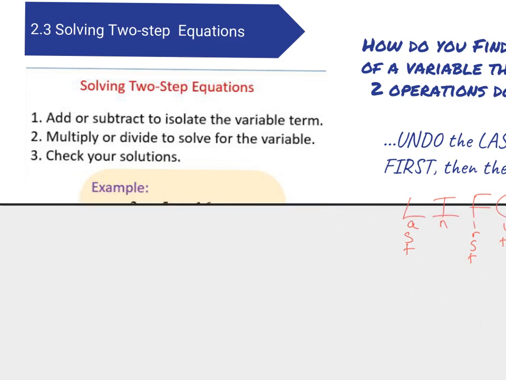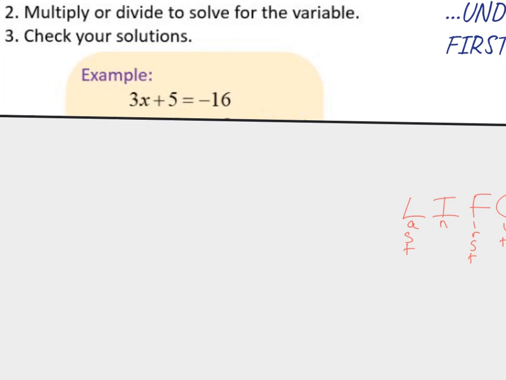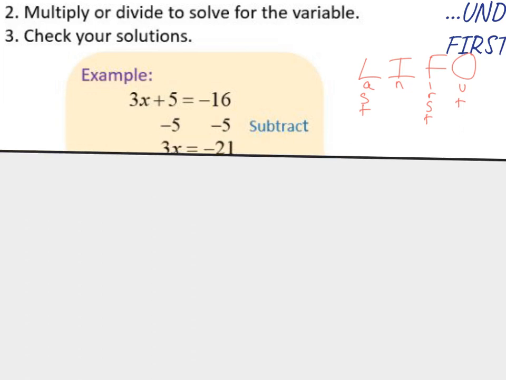For example, let's take 3x plus 5 is equal to negative 16. Who is the number that is my mystery number? X. What did you do to x to get negative 16? You multiplied by 3 and then added 5. What's the first thing that I need to undo? The first thing I need to do is that addition, which means I need to subtract 5. So negative 16 minus 5 is negative 21.